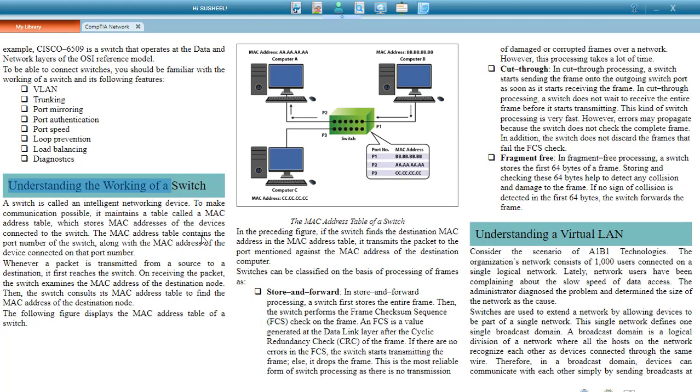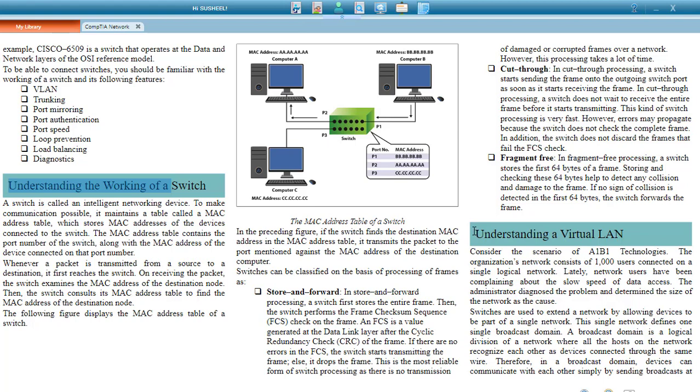Understanding the working of a switch. A switch is called an intelligent networking device. To make communication possible, it maintains a table called a MAC address table, which stores MAC addresses of the devices connected to the switch. The MAC address table contains the port number of the switch, along with the MAC address of the device connected on that port number.